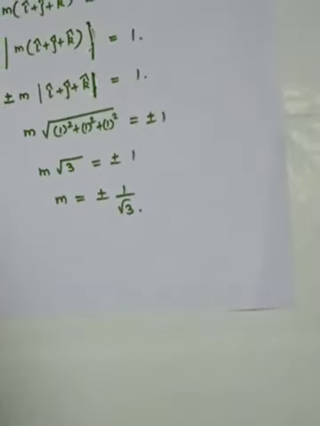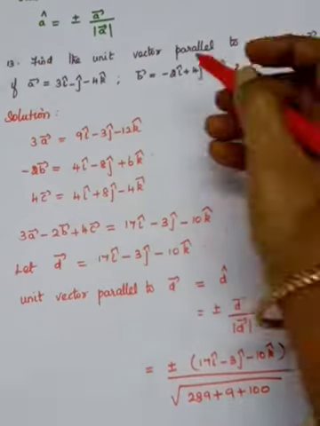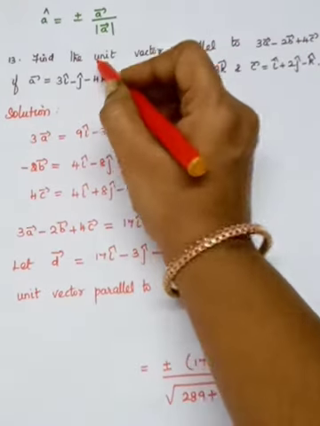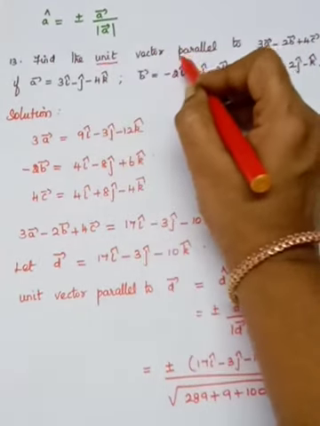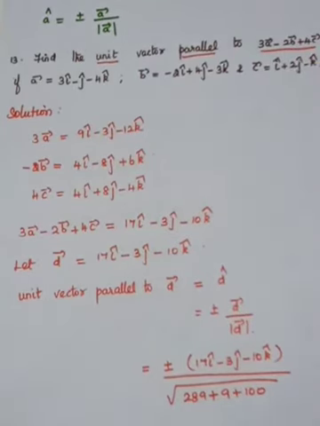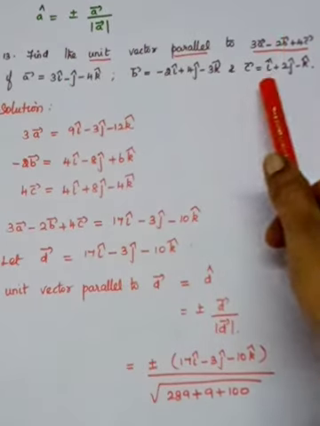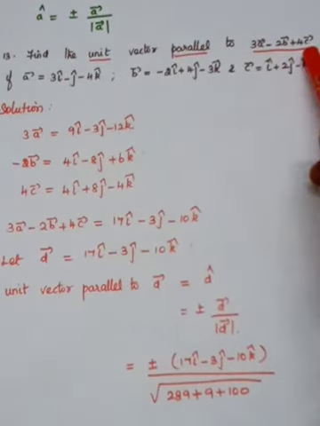16 involves unit vectors. See problem number 13. Find the unit vector parallel to 3a vector minus 2b vector plus 4c vector. So they have given a vector, b vector, c vector. First we have to find this vector.